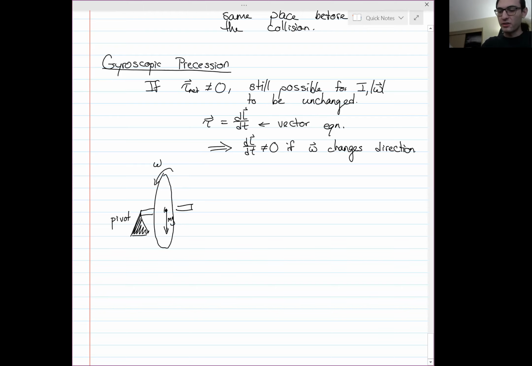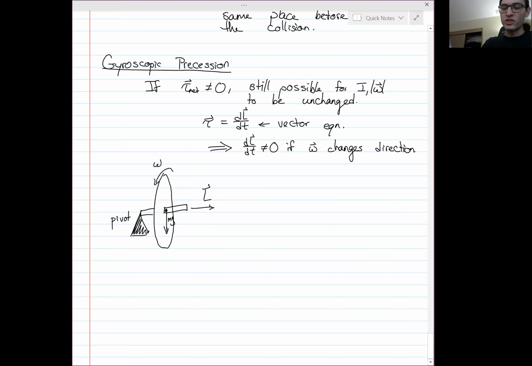Let's have it like this. There, now it's spinning towards us. It's hard to draw, but we can apply the right-hand rule. So it's curling towards you, and so the angular momentum is to the right. And the reason why the angular momentum is to the right is because the angular velocity is to the right, again, using the right-hand rule. And they're always in the same direction.